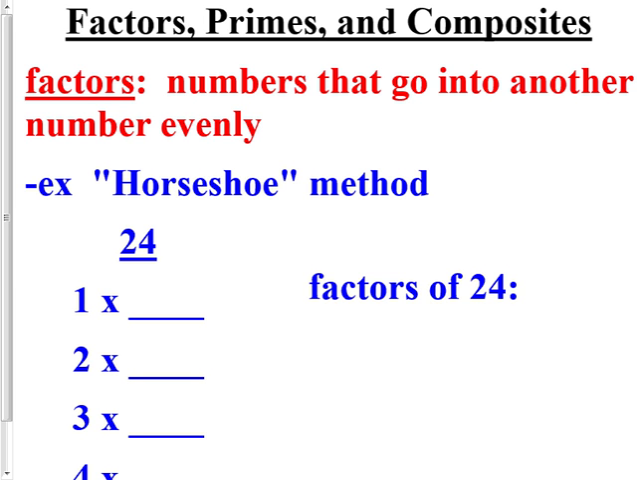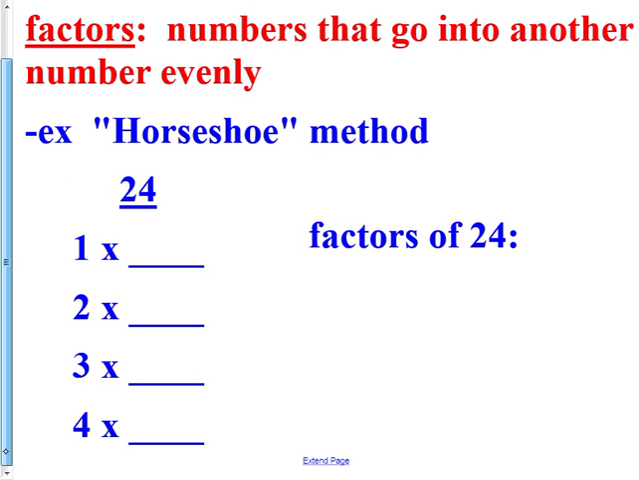And what that means is, starting with the smallest factor of 24 that you can think of, list factors of 24. So we do that by thinking of multiplication problems that give us 24. So of course we can say, does 1 go into 24? Yes. 1 times 24. Does 2 go into 24? Yes. 2 times 12. Does 3 go into 24? Yes. 3 times 8. Does 4 go into 24? Yes. 4 times 6. Does 5 go into 24? No, it doesn't.